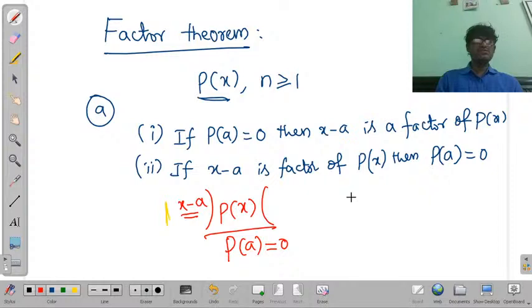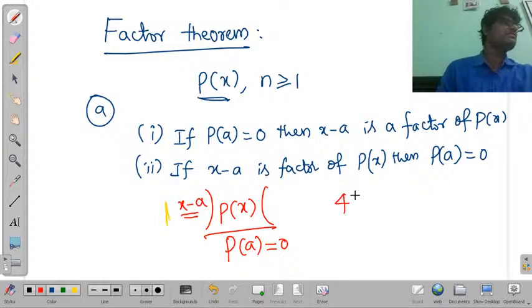Suppose if we take something like, if you take, one minute ma.